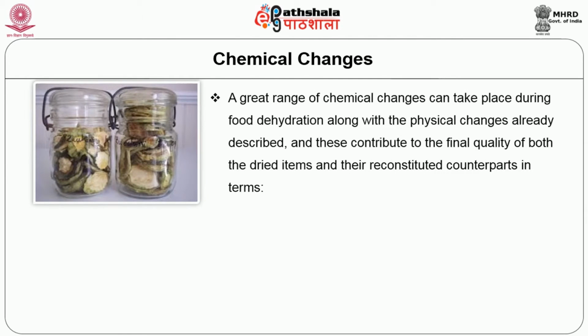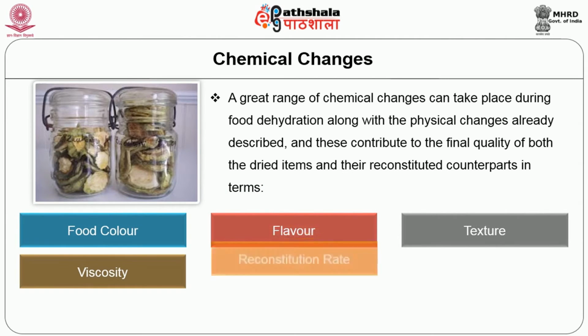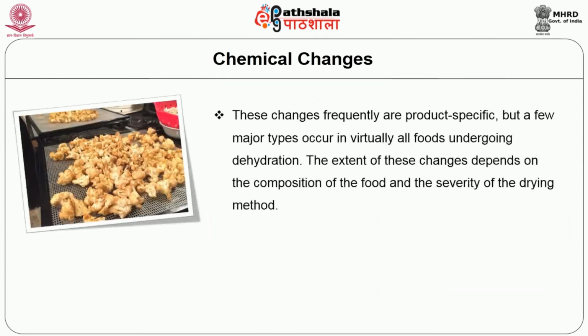A great range of chemical changes can take place during food dehydration along with the physical changes already described, and these contribute to the final quality of both the dried items and their reconstituted counterparts in terms of food color, flavor, texture, viscosity, reconstitution rate, nutritional value and storage stability. These changes frequently are product specific, but a few major types occur in virtually all foods undergoing dehydration. The extent of these changes depends upon the composition of the food and the severity of the drying method.